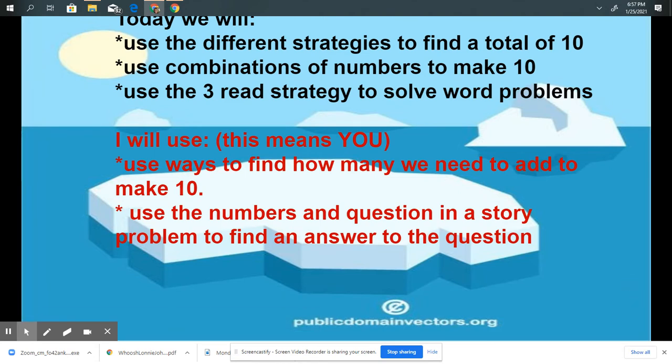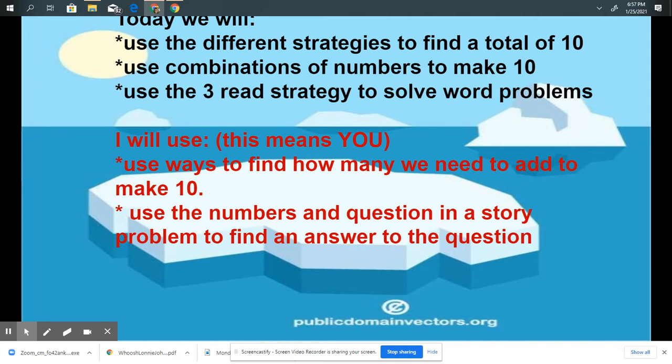Today, we're going to use different strategies to find a total of 10. We're going to use combination numbers to make 10. We're going to use a 3-read strategy to solve word problems, and we're going to solve for an unknown number.